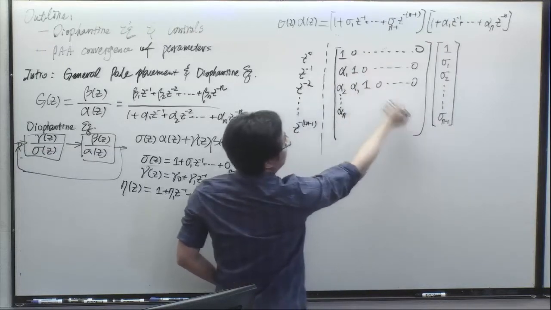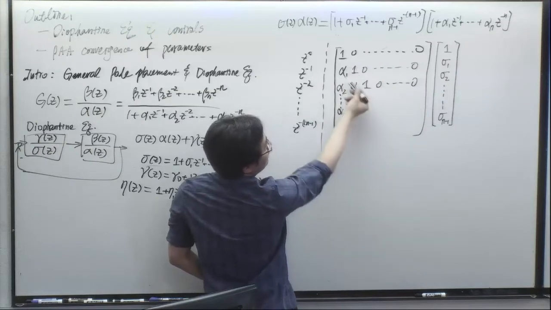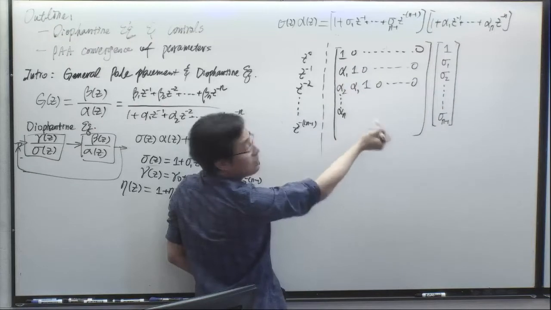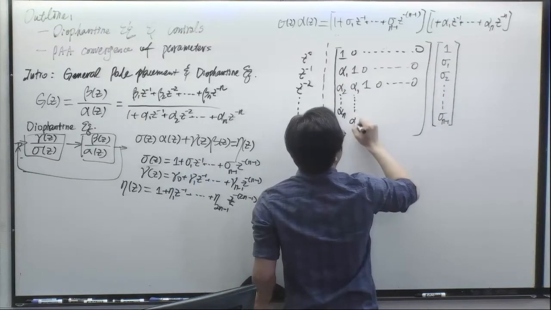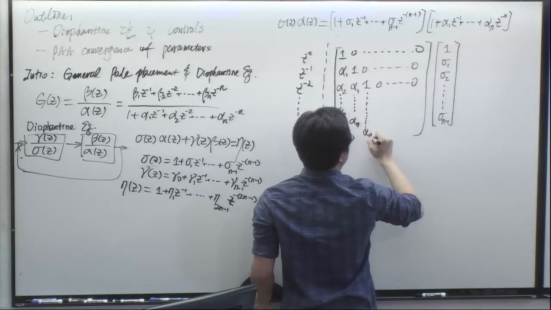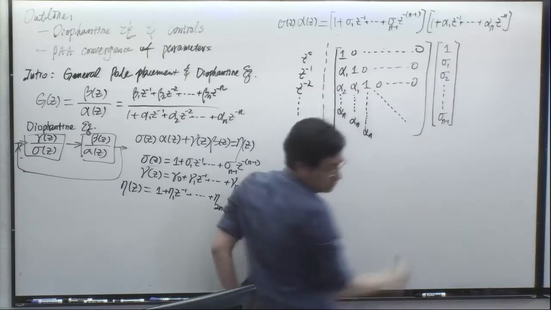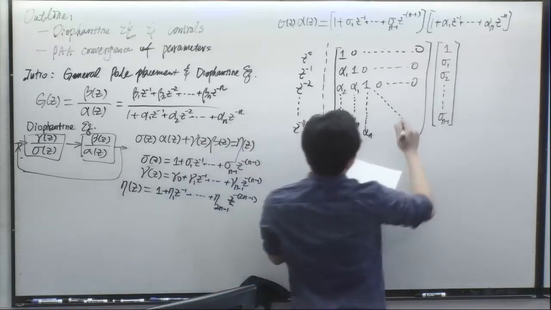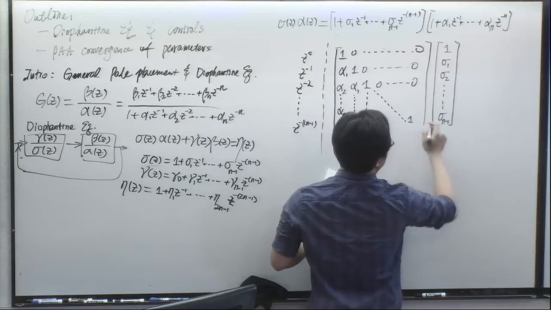So you can see this sort of diagonal, this 1 element keeps marching down, and these alpha terms keep marching down in a diagonal way. So the end result is this. Make it slightly longer.